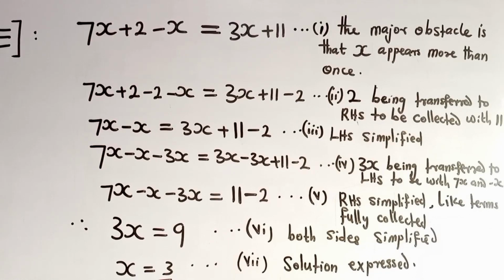But the like terms have not been fully collected. The constants have been collected fully on the right hand side, but the variables have not been collected. What is preventing the variables from being fully collected? It is 3x, which is still at the right hand side. So what do we do? Do we just export this 3x and put it in the left hand side cluelessly?